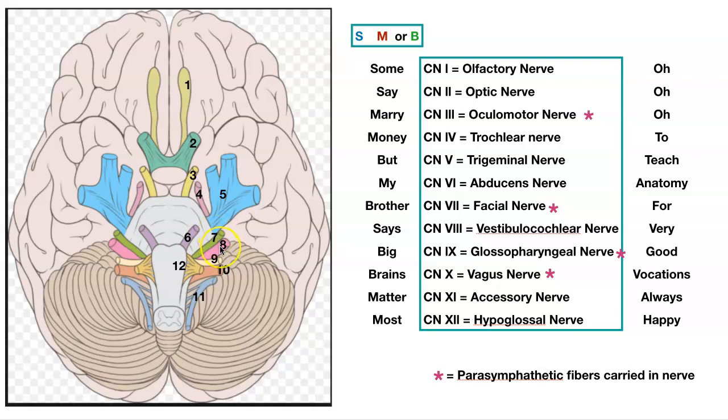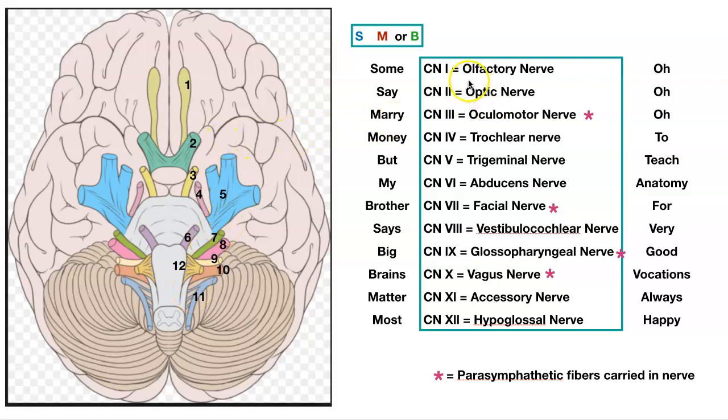Cranial nerve number 8, vestibulocochlear nerve. Cranial nerve number 9, the glossopharyngeal nerve. Cranial nerve number 10, the vagus nerve. Cranial nerve number 11 is the accessory nerve, this strange looking nerve down here. And then cranial nerve number 12, we're going to hop back up here. This is the hypoglossal nerve. So that's just how they are listed real quick and dirty.